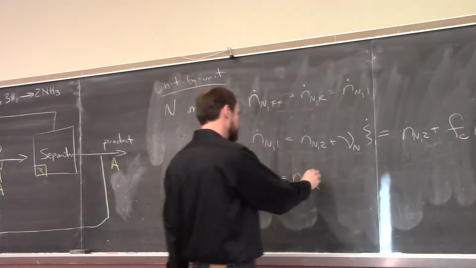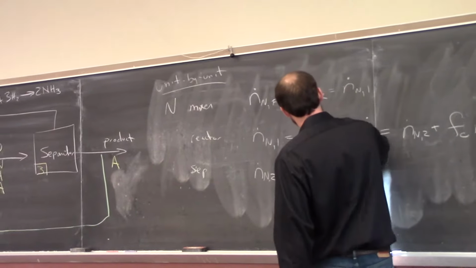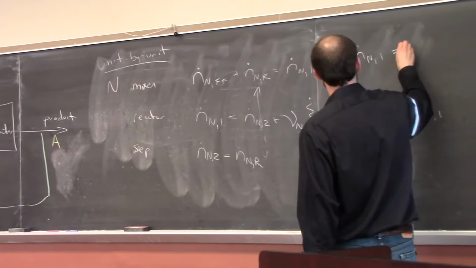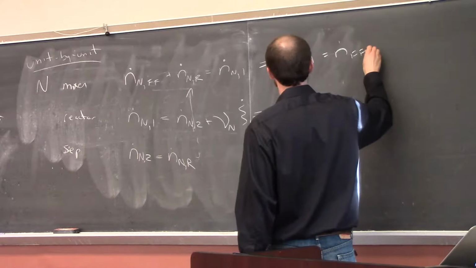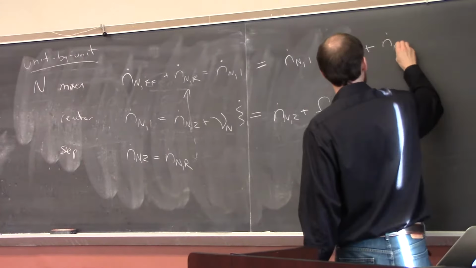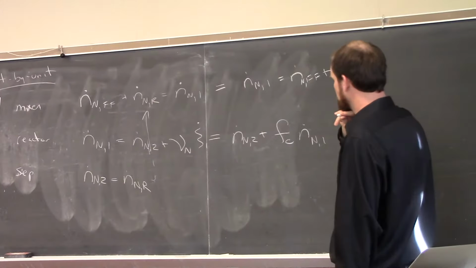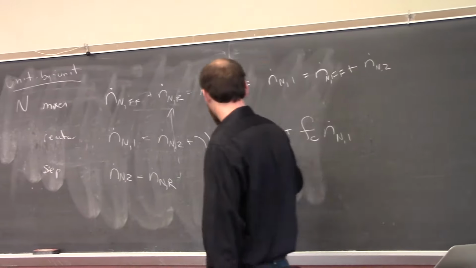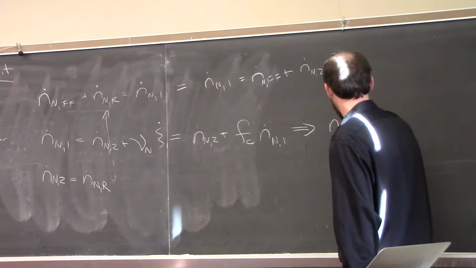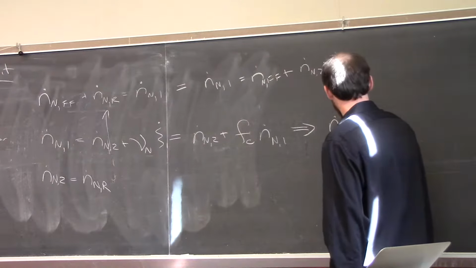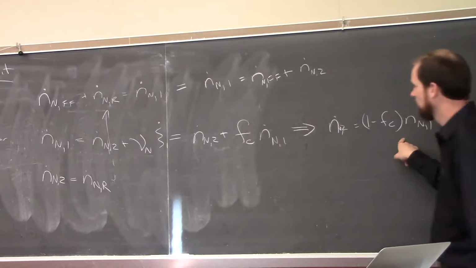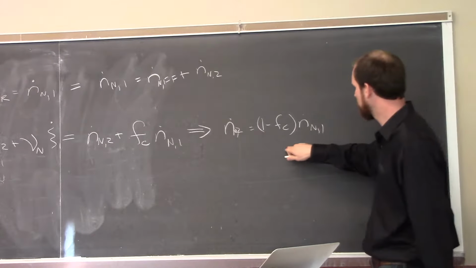Let's plug in the recycle. So we have N dot N1 equals N dot fresh feed plus N dot N2. And then here's the equation with N1 and N2. I'm just trying to eliminate stuff. I can rearrange this and say N2 equals 1 minus FC times N dot N1, just collecting N1 and N2 together.